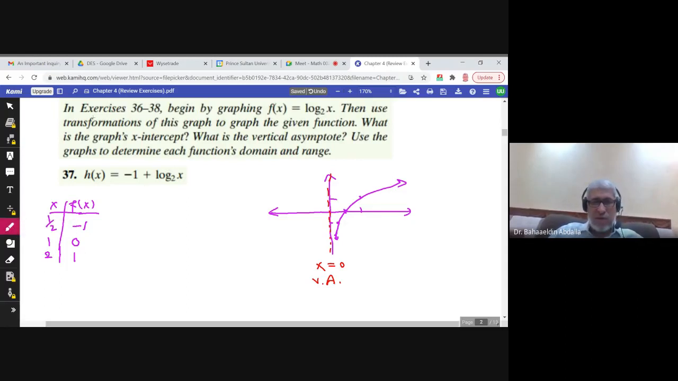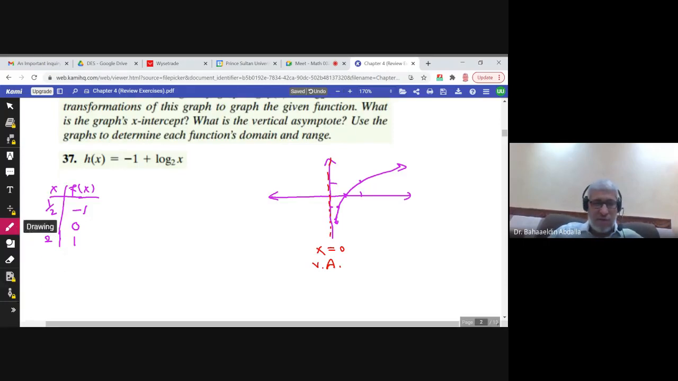What is required in the question? Use transformations to graph h of x. What is the graph's x-intercept? I need the x-intercept. What is the vertical asymptote? Use the graphs to determine each function's domain and range. Okay. Now let us sketch the graph of h of x.